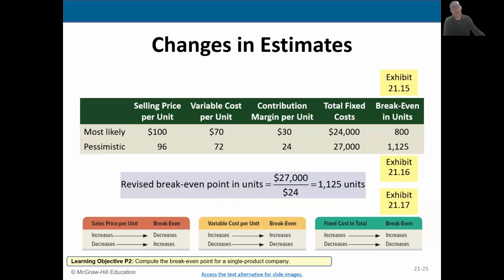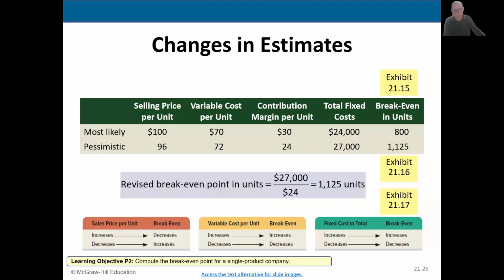So let's say we planned on selling each football at $100. What if we sell it at 96? And we thought our variable costs were going to be 70 per unit, but we're paying our employees a little bit more. So it's 72. Okay. So let's look at this possibility. Instead of 100, we sell for 96. Instead of variable cost 70, it's 72. Sales price minus variable cost equals contribution margin. A pessimistic contribution margin would be $24 per unit.